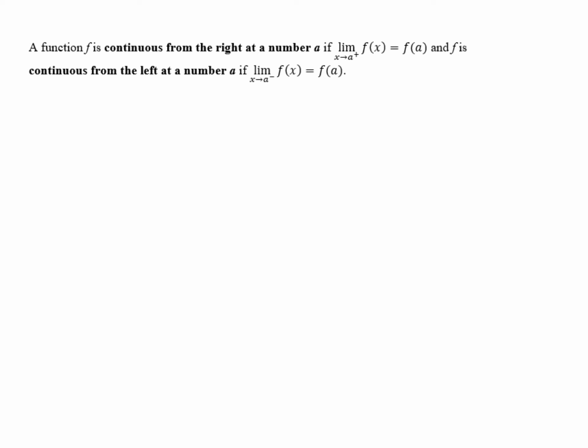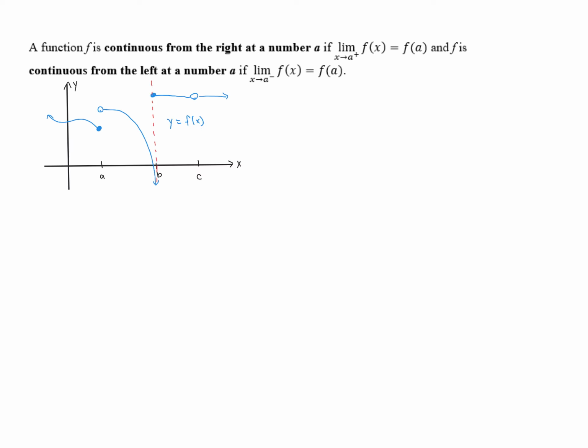A function f is continuous from the right at a number a if the right-handed limit as x approaches a of f of x equals f of a. And it is continuous from the left at a number a if the left-handed limit of f of x as x approaches a is equal to f of a. I think these definitions are pretty straightforward, but let's look at a quick graph.